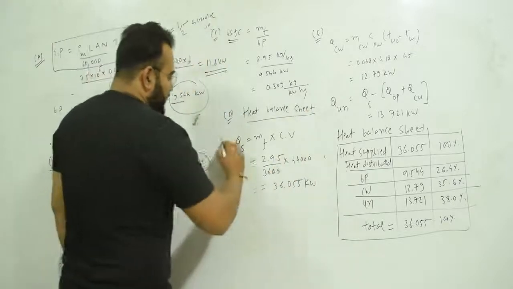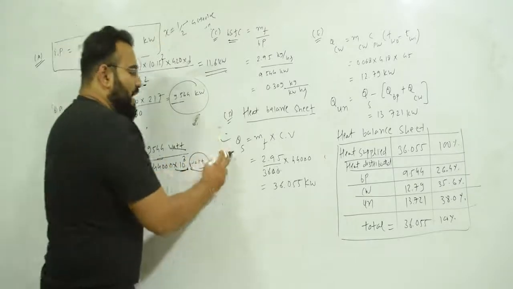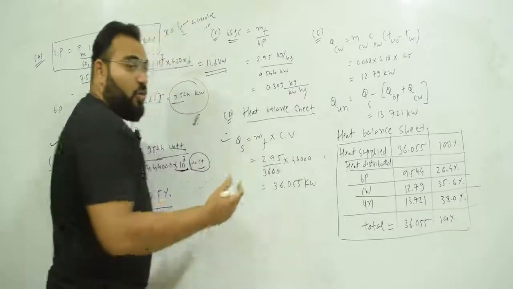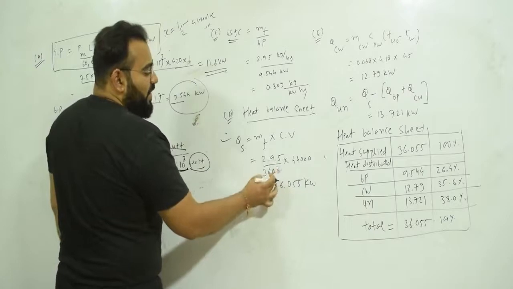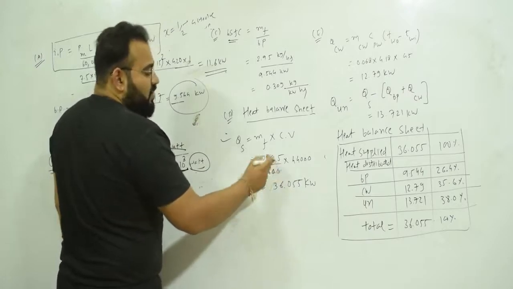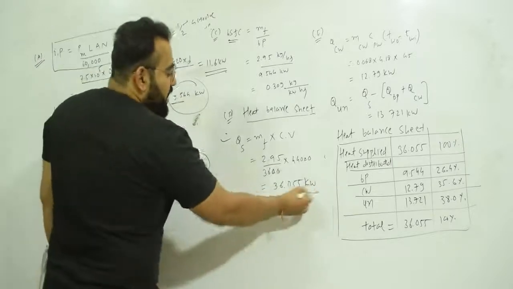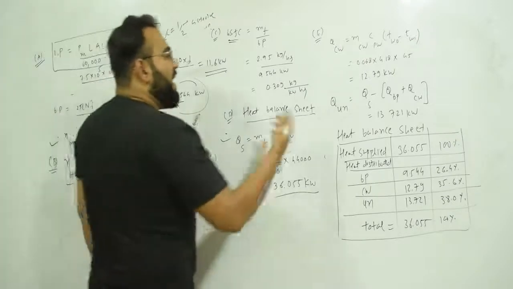So we know that first thing, for a heat balance sheet we require heat supplied. Heat supplied is equal to mass of fuel into calorific value. Mass of fuel is given 2.95 kg per hour, so I will convert it into seconds, divided by 3600, so kg per second. Calorific value is given 44,000. So this will be in kilowatt, so 36.055 kilowatt.